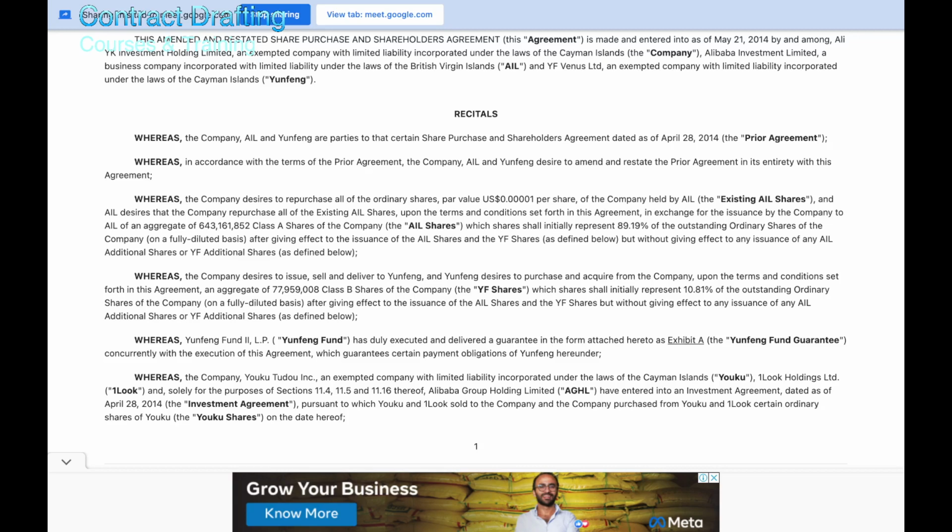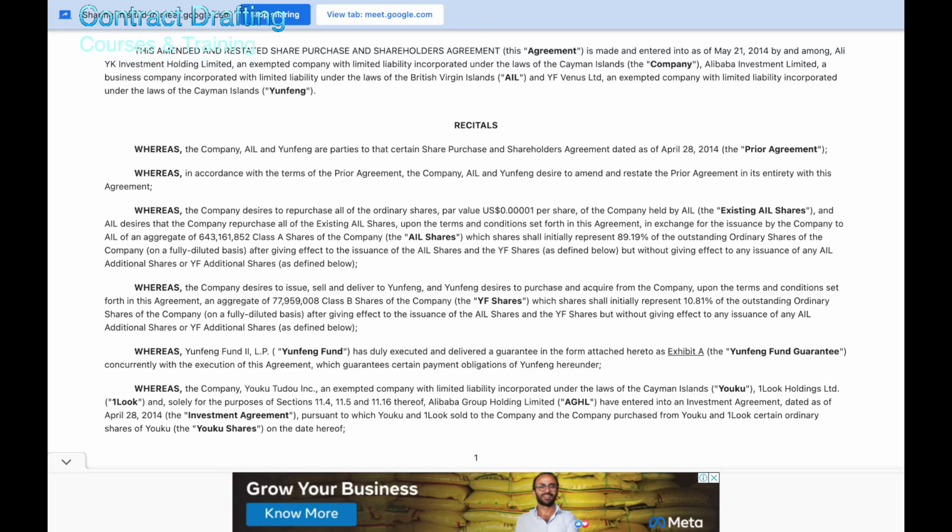Let's read the first statement. Whereas the company AIL and. Sir, is it necessary to write this title, or we directly come to the point like whereas and all? We can start after the introduction, like after the party name and all. So we can directly come to a whereas and not write this title as a heading.